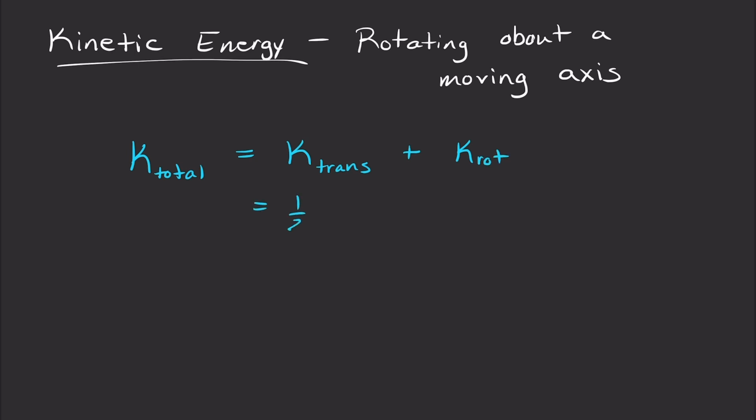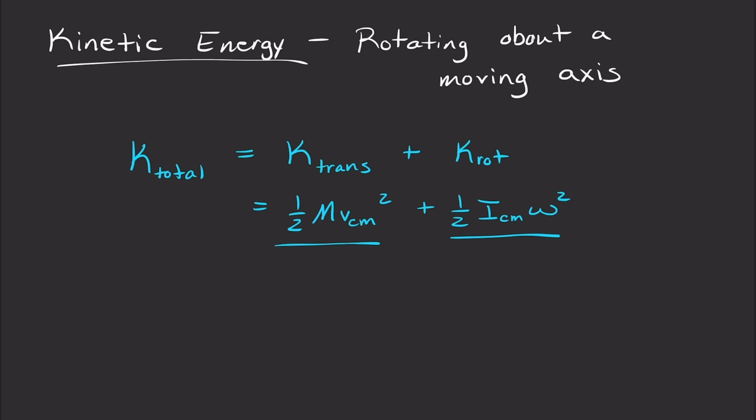So that's going to be 1/2, and this is a rigid body, so I'll use capital M. And that axis, we're going to say that it's rotating about its center of mass, and its center of mass is translating. So it's 1/2 times the mass times the velocity of the center of mass squared plus 1/2 I omega squared, where we take our moment of inertia about the center of mass, times omega squared. So this is the translational kinetic energy and the rotational kinetic energy.